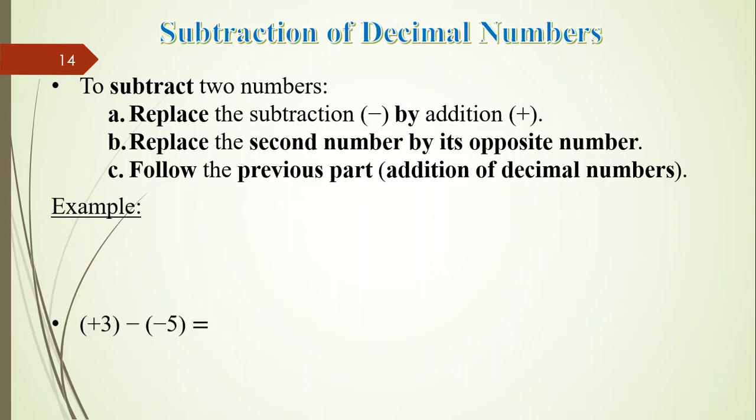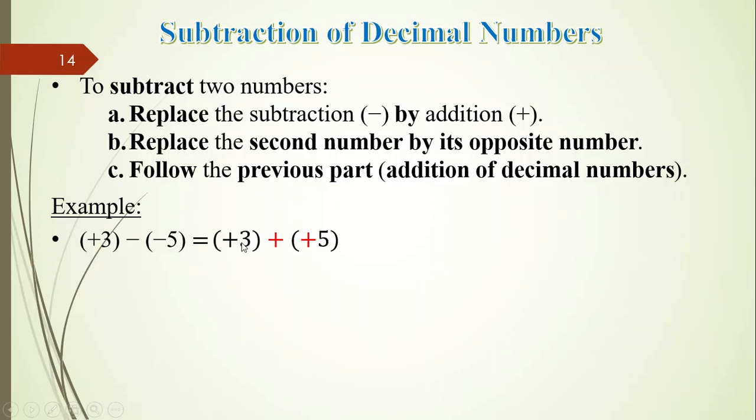For example, plus 3 minus 5. Here, since we have minus, we have to switch it into plus. And the second number after the minus, we have to also replace by its opposite. So the opposite of minus 5 is plus 5. So now we have plus 3 plus plus 5. Here we have to follow the previous part, which is the addition of decimal numbers.